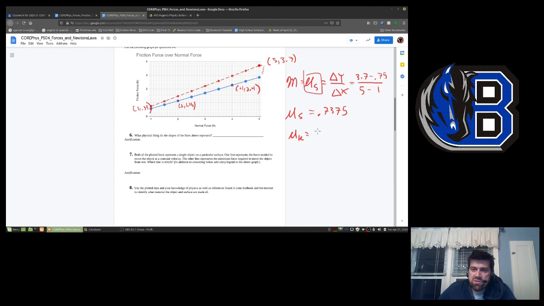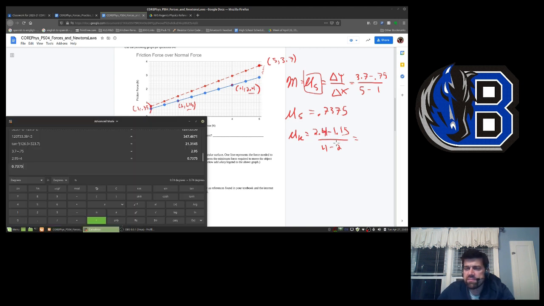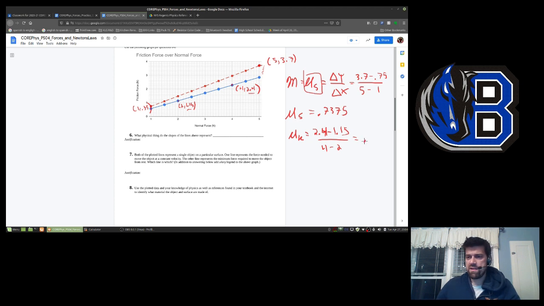So y2 minus y1 over x2 minus x1. That's a 4. 0.625. And now I have coefficients. Let's go see what matches this.